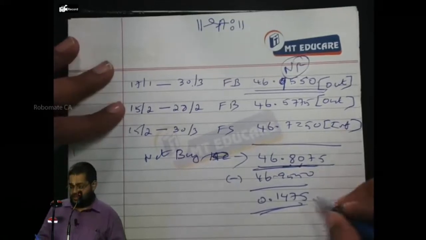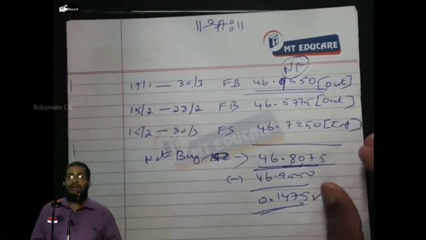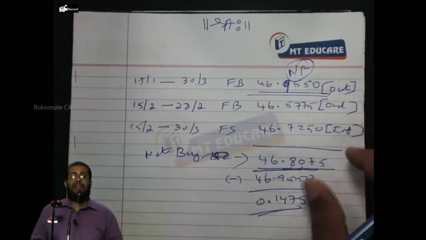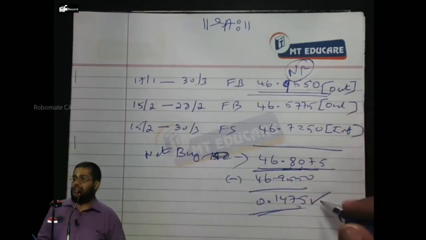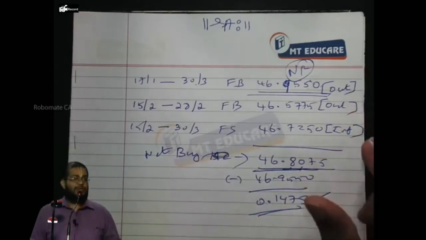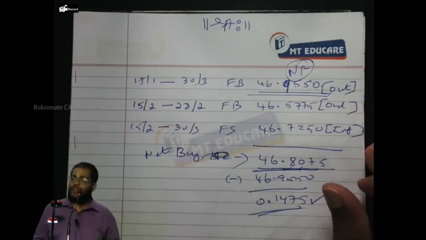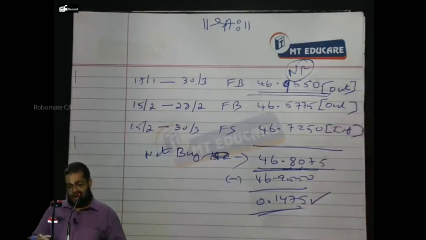Thus paying how much less? 0.1475 less per dollar. Everybody respond. Are you all following or not? Okay, write down last paragraph.